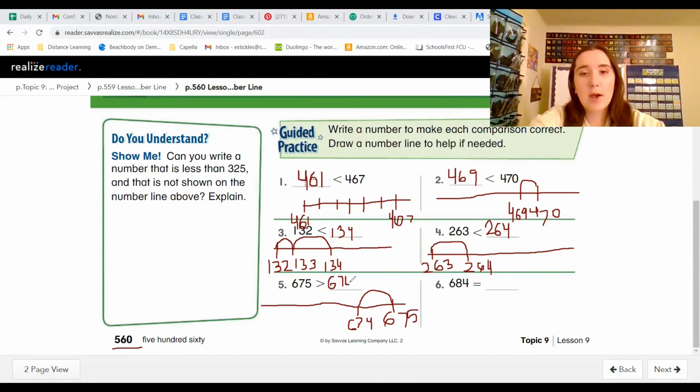We could also keep going backwards as far as we wanted to, all the way down to 0. And we can read it this way. 675 is greater than 674. Last one, 684 equals some number. What number would equal 684? 684, right? Has to be the same number. Awesome. Let's go watch one more quick video.